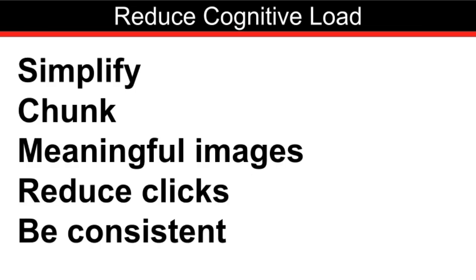So in the spirit of reducing cognitive load, let me summarize in some simple terms. First, simplify. Keep it as simple as possible. One way to do that is to chunk your content into related pieces that keep the flow moving in a reasonable way. Next, use meaningful images. Images can really help to understand the content. Reduce the number of clicks. You don't want students getting lost and having to go too many places. And then above all, be consistent. Consistency helps students take out that cognitive load piece of trying to navigate the course. You want them focusing on the content, not the structure of the course.